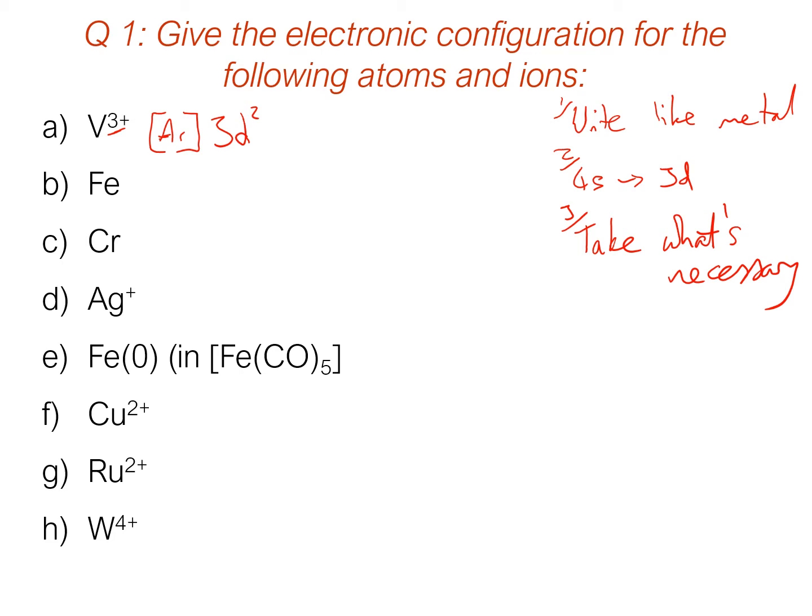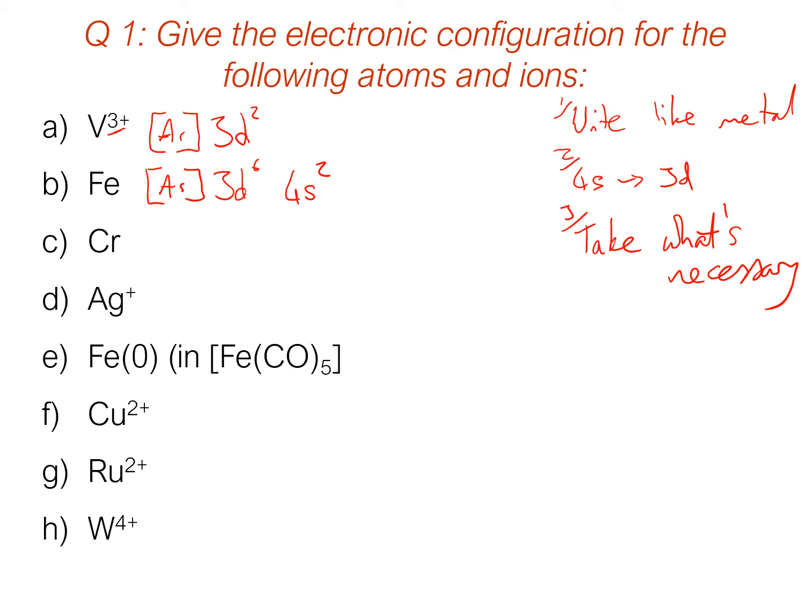B is just metallic iron, so I actually said about this one earlier. So iron is a first row transition metal, so its inner electrons have the argon configuration. Then we have 3d6 4s2. So this is not an exception, it just follows exactly how we'd expect. The 4s orbital is filled before the 3d orbital.